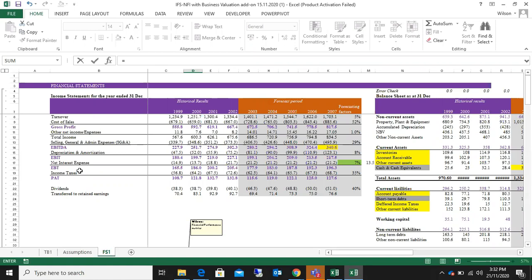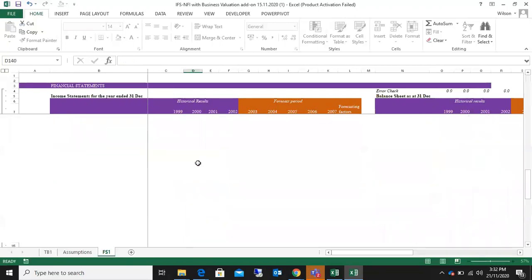So for the historical period, it is 13.7. This is given. For the forecast period, we now have to ensure that whatever we are doing is based on the actual interest. But this is actually given in the trial balance, so we can pick this to assume that this is the interest expense we have for that period.